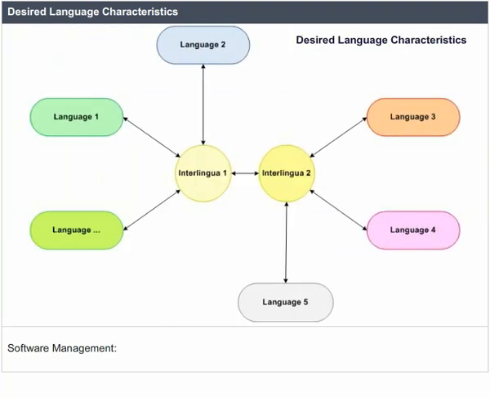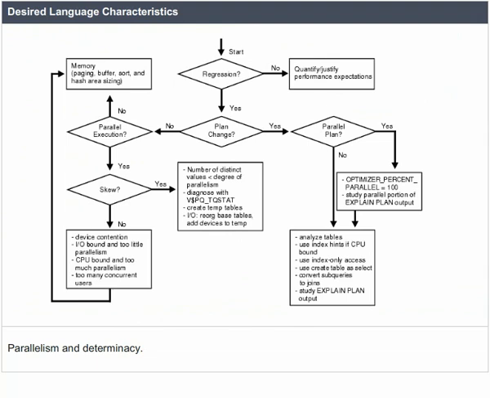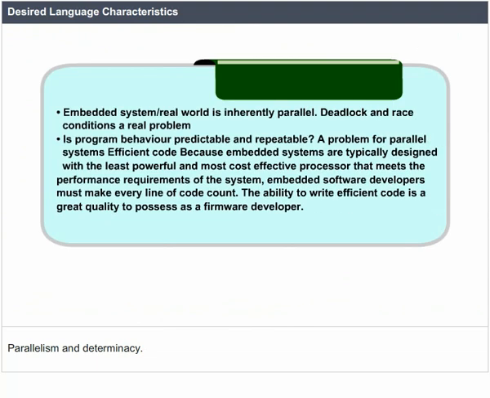Desired language characteristics, software management. Embedded software is complex, with a large amount of code, a variety of activities and requirements. Language features must provide help with the key to managing complexity of large embedded systems, that is, decomposition and abstraction. Parallelism and determinacy. The embedded system or real world is inherently parallel. Deadlock and race conditions are a real problem. Is program behavior predictable and repeatable?